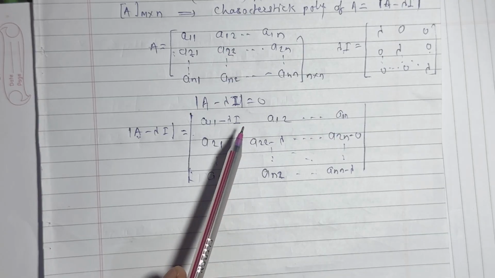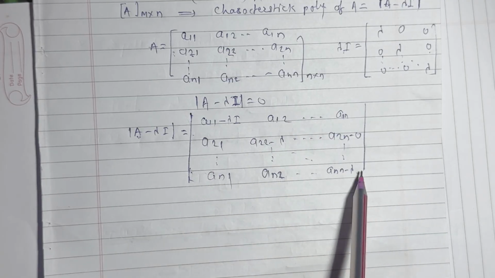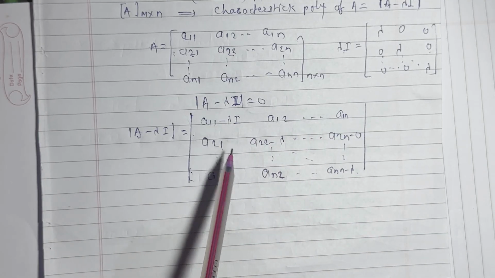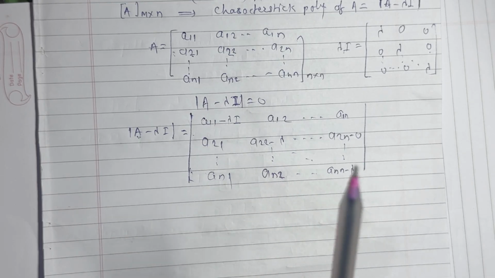We have to find the determinant of this matrix. Once you find the determinant, you can easily find the values of λ, and these are the characteristic roots or eigenvalues of our given square matrix A. This is the actual method by which we find the characteristic roots or eigenvalues. The roots of the characteristic equation give the eigenvalues, also called characteristic or latent roots.